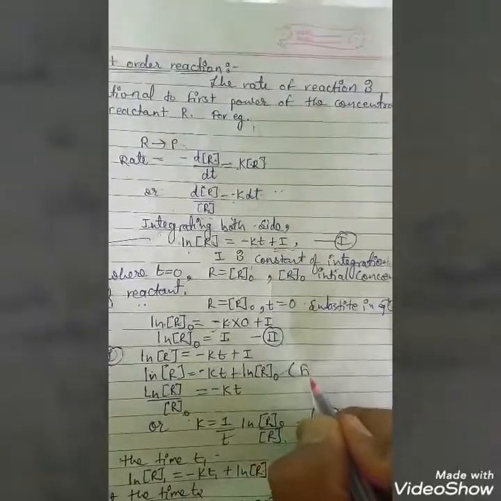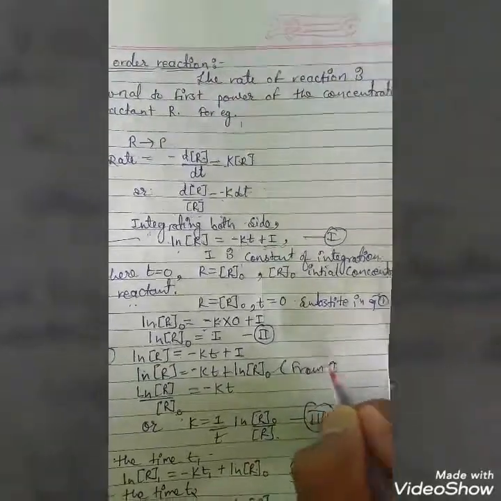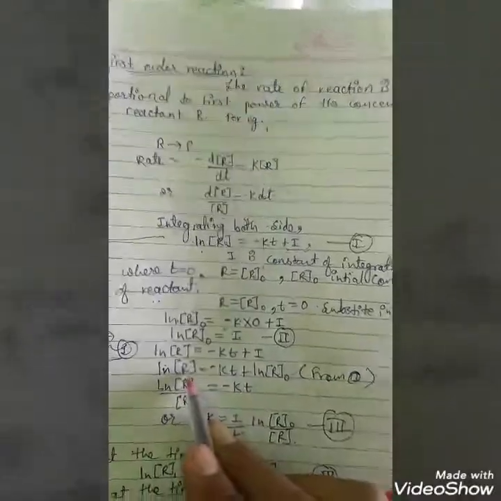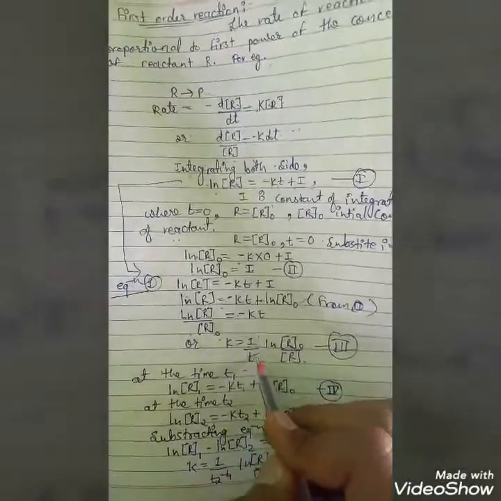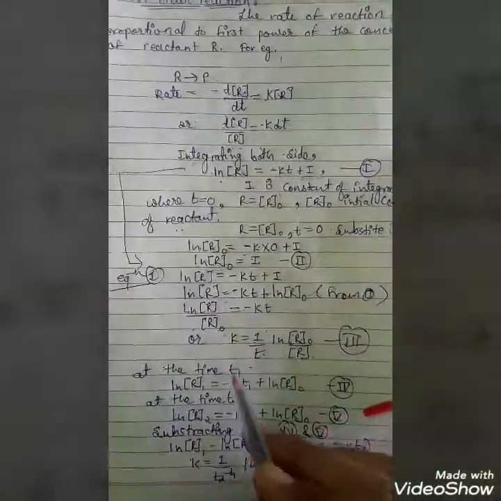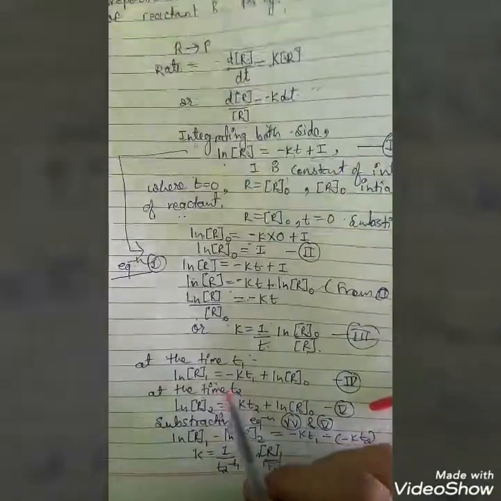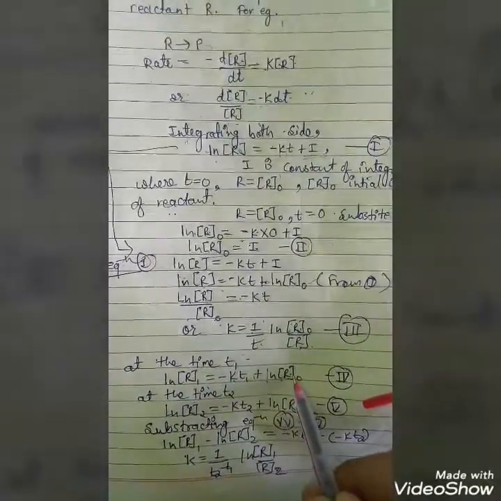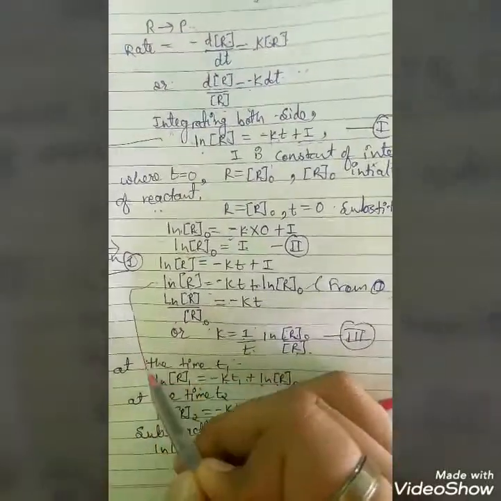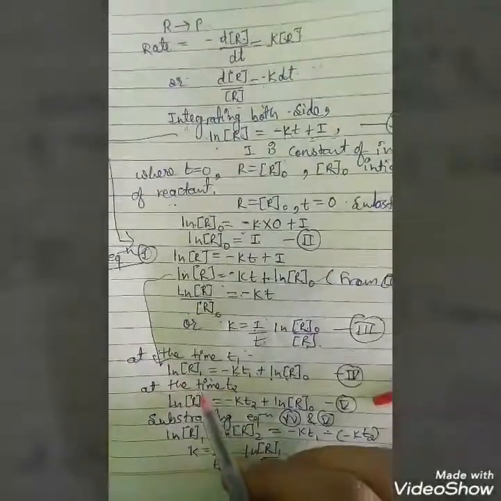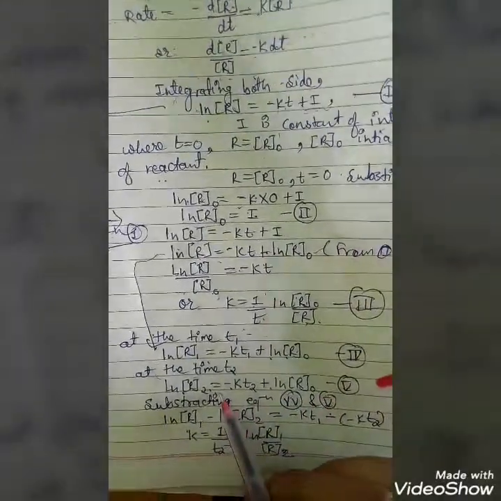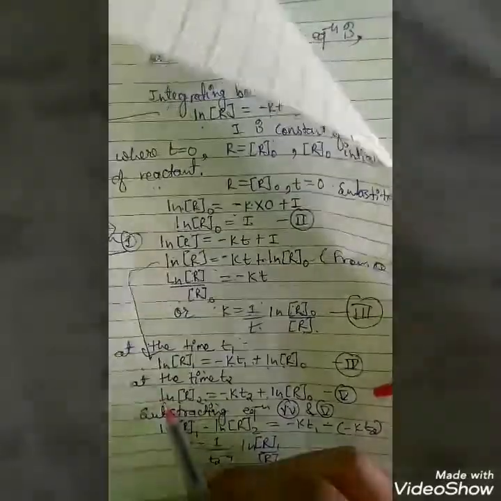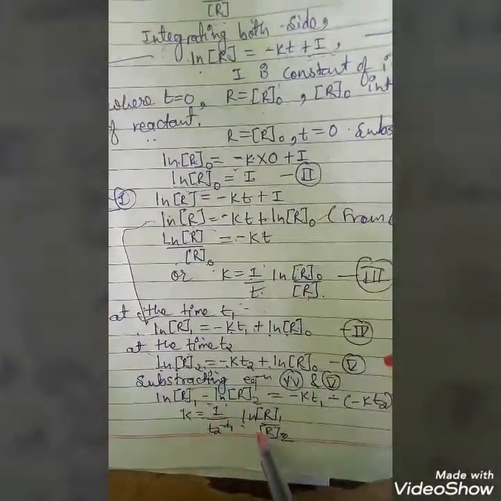Here, from the second, ln R upon ln R naught is equal to minus kt, or k is equal to 1 by t ln R naught by R. At time t1, ln R1 is equal to minus kt1 plus ln R naught. This is given by this equation. So at time t2, ln R2 is equal to minus kt2 plus ln R naught. Subtracting these two equations, we get k is equal to 1 by (t2 minus t1) ln R1 by R2.